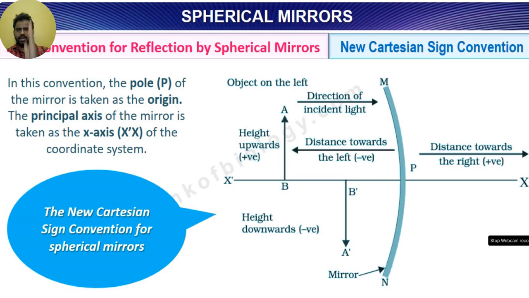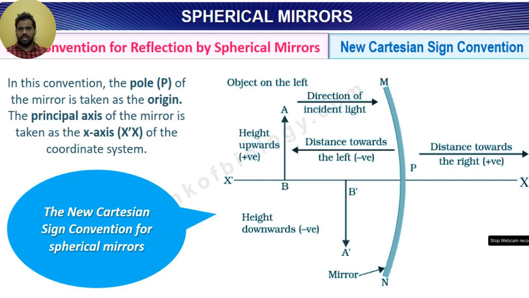We study that the vertical line is the y-axis, horizontal is the x-axis. So what do we study? This is the origin, this is the x-axis, this is positive, this is the negative x-axis. The top one is the positive y-axis, the one below is the negative y-axis. A similar convention is used in solving problems related to light.